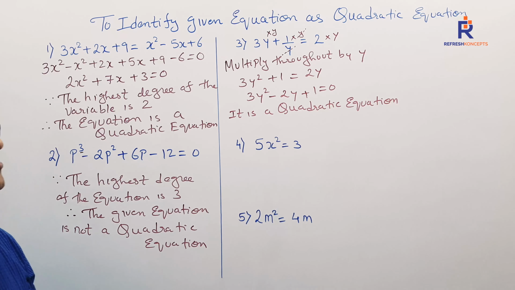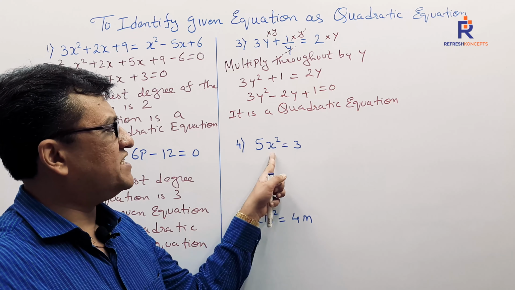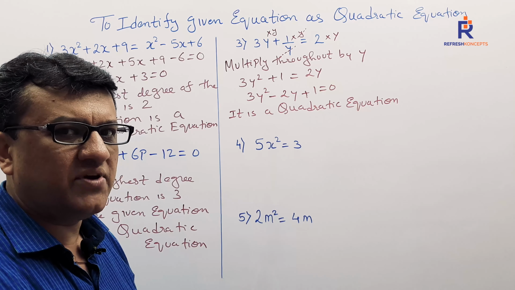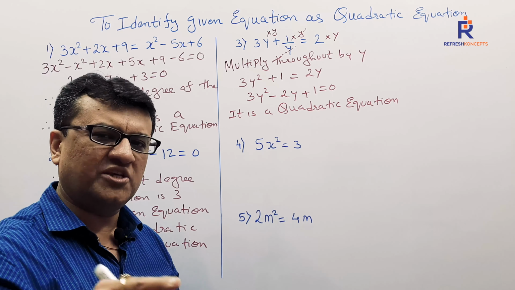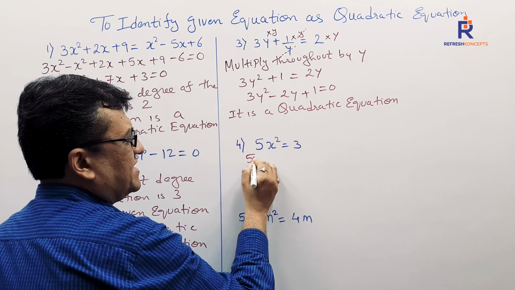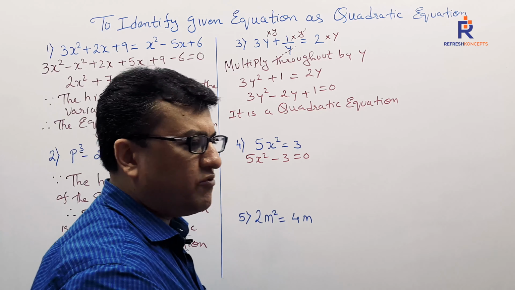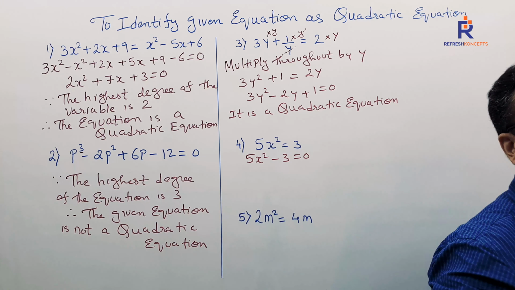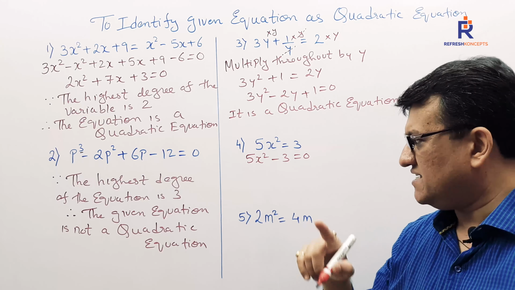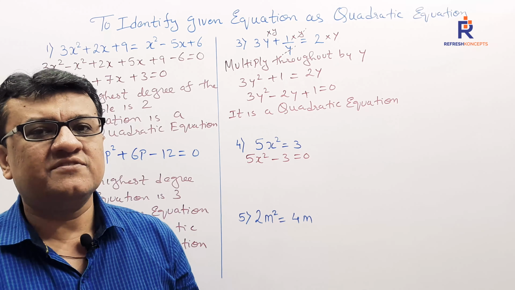Children, let's focus on the next one. What is the next one given to us? 5x square equals 3. What is the first thing we are supposed to do? The very first thing is to bring it into the standard form, equal to 0 format. So 5x square, this 3 when it comes over here, minus 3 equals 0. Now I want my children to refresh their concepts. What type of equation is this? Is it a quadratic? Yes, indeed it's a quadratic equation. Why? Because the highest degree of the equation is 2.